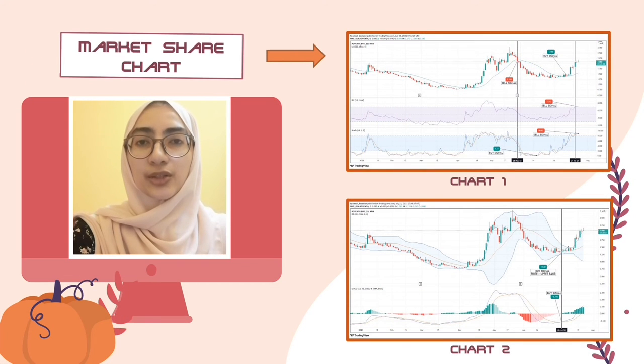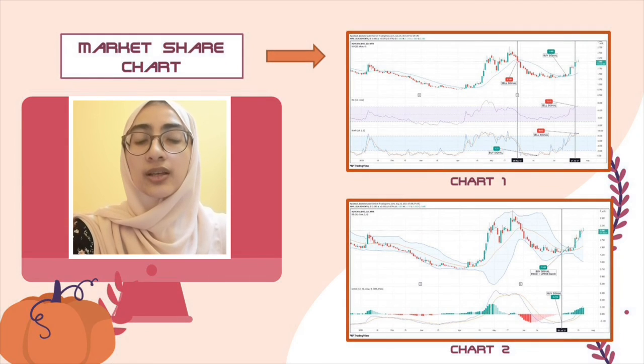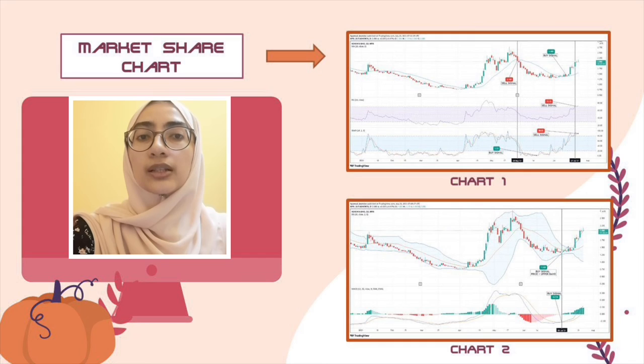Based on chart 1 and chart 2, there are 5 indicators that we use. In the first chart, there are Bollinger Band and also moving average convergence divergence, MACD. And in chart 2, there are 3 indicators that we use, which are moving average, MA, relative strength index, RSI, and also stochastic.